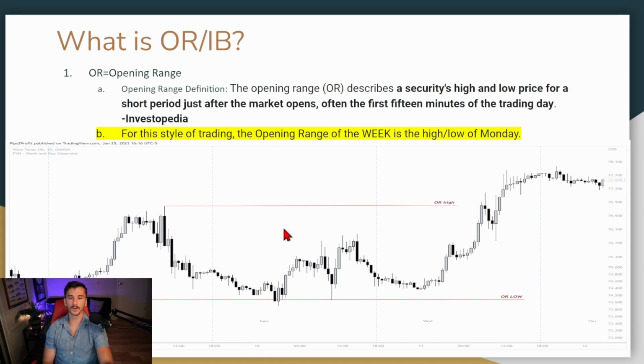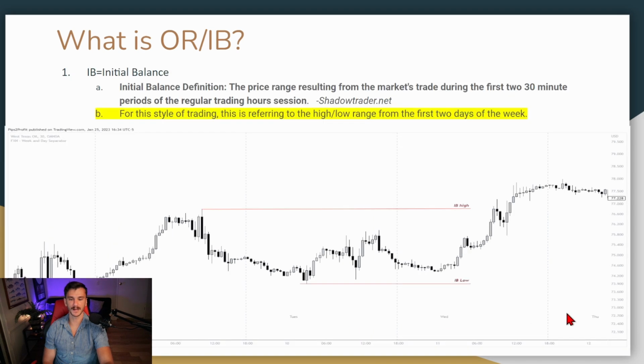On Tuesday, you can either extend that range to one side, you can extend it to both sides, or it can just trade completely in the middle. And that will create your initial balance high and low. If they extend to both sides, you just remark off those levels as initial balance high and low.